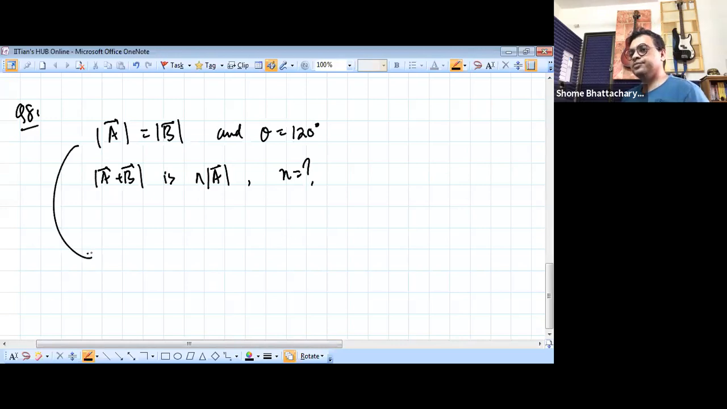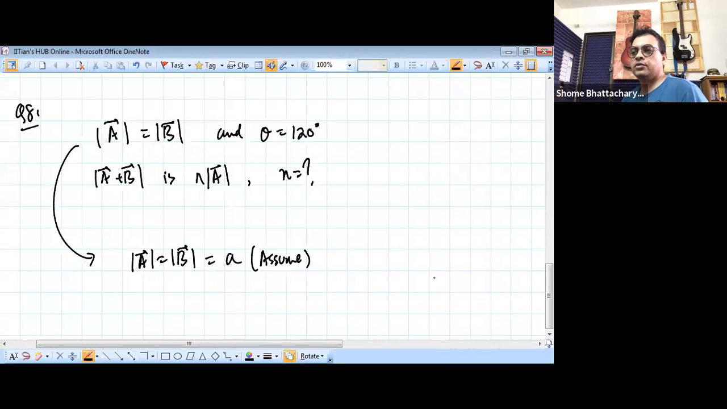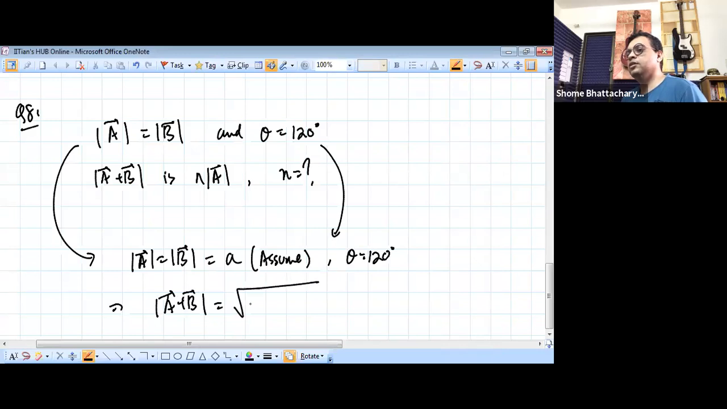So let's start from here. So mod A is equal to mod B is, suppose, some value small a. Right? Let's assume this because they are equal, so they're both having the same value. So I'm just taking that value as this. Okay. So then theta is equal to 120. This information is given to me additionally. So now from this, what will be mod A plus B by formula method? It will be root of A square plus B square plus 2AB cos theta.